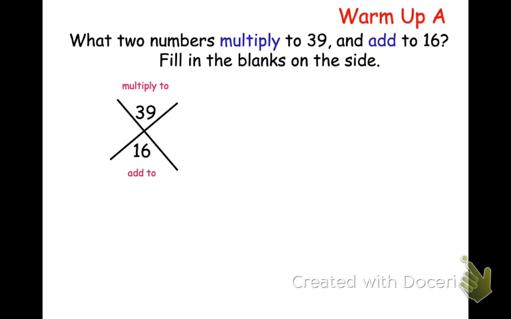Okay, Melanie? 4 does not add to 39. I'm looking for two numbers that multiply to 39 but add to 16. Oliver? 13 and 3. Right, 13 and 3. So I'm going to put those two numbers, positive 13, positive 3. Notice, they multiply to 39, but they add to 16.